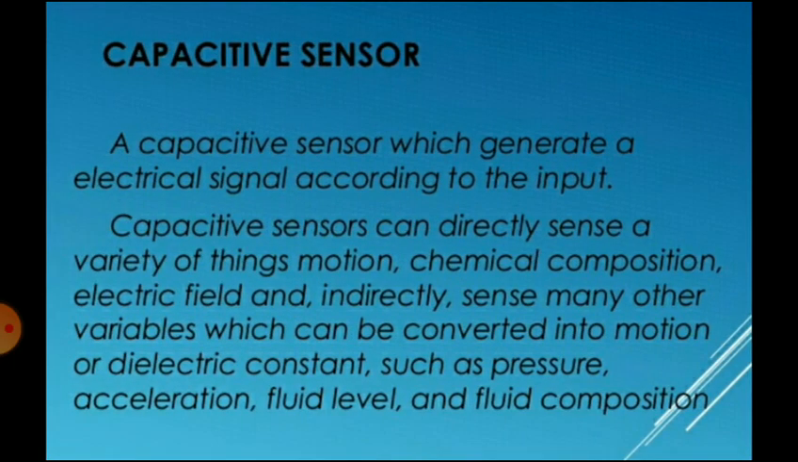Then capacitive sensor. A capacitive sensor generates an electrical signal according to the input. Capacitive sensors can directly sense a variety of things: motion, chemical composition, electrical field, and indirectly sense many other variables which can be converted into motion or dielectric constant, such as pressure, acceleration, fluid level, and fluid composition.